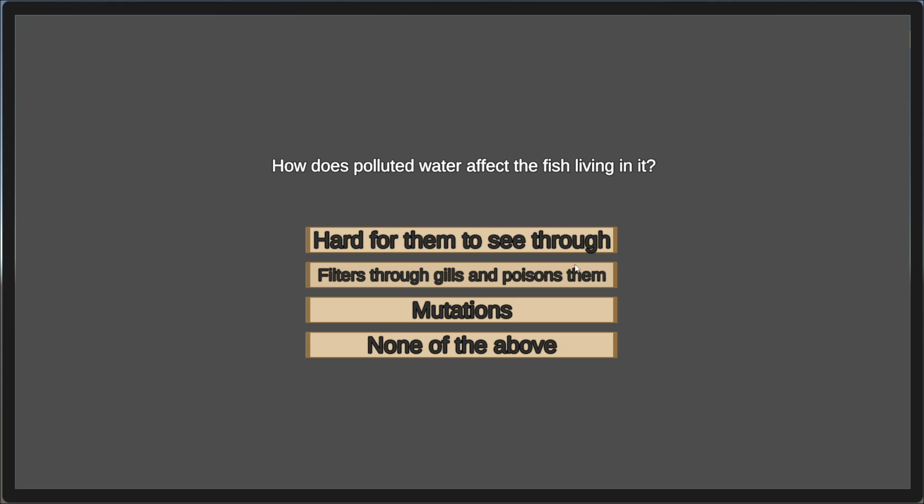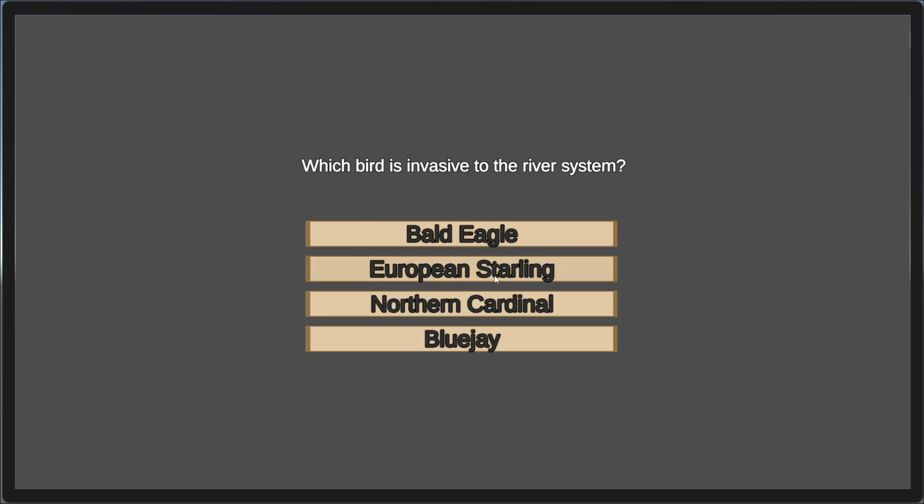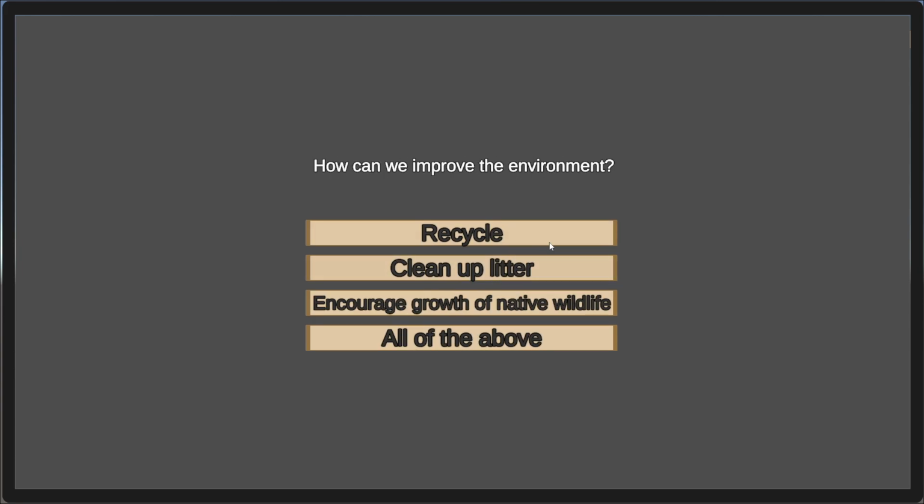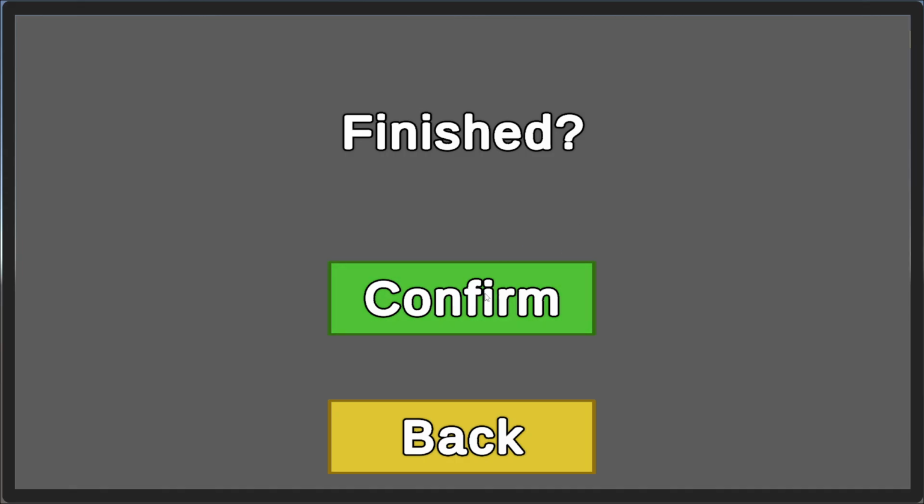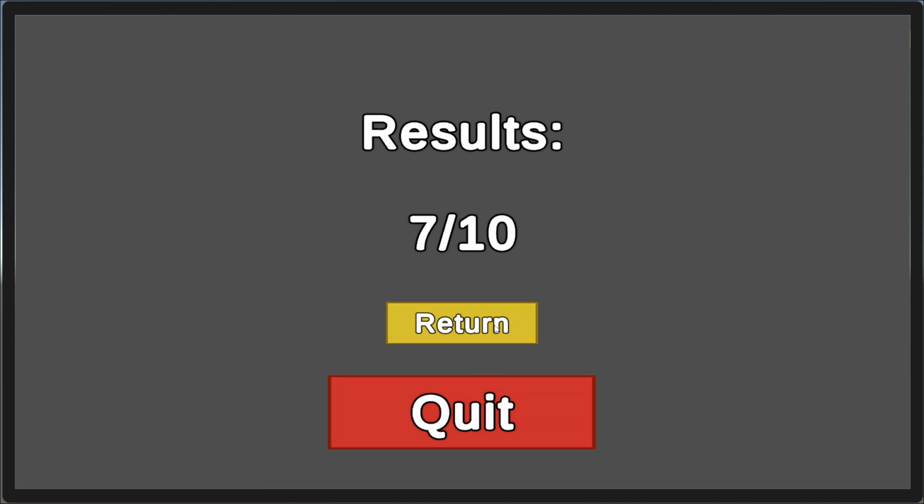Belongs to the Missouri environment. Painted lady butterfly. That one. We'll just go for it and kind of see. Let's see what happens if we get some wrong. So I don't know if I clicked the right ones there. So we'll see what happens when we get some wrong here. Bird is invasive for the environment. European starling. How can we improve the environment? We can do all of the above. Let's confirm. Ah, we got a 7 out of 10.